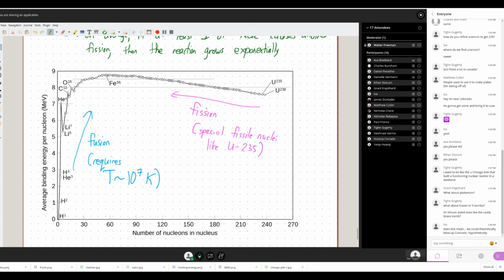It turns out the easiest ones to do are these two isotopes of hydrogen. H3 is called tritium. H2 is called deuterium. The problem is that deuterium is stable. You can harvest it out of, you have deuterium in your body right now. But tritium is radioactive, which means that you've got to produce tritium in a nuclear reactor. It's got a half-life of like 30 years, I think.